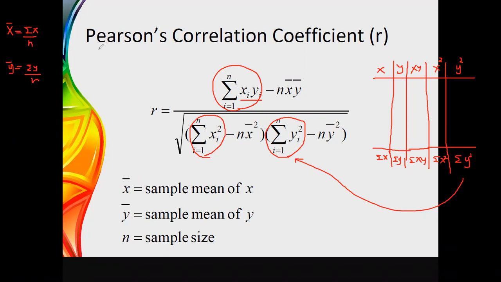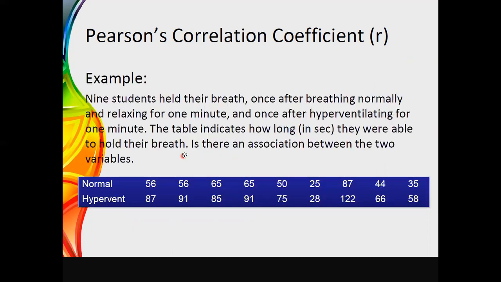Therefore, if you are going for the calculation using the Pearson correlation coefficient, it is better to prepare a table in this form. This would be really helpful for the calculations. And this is one example I have taken for Pearson's correlation coefficient.